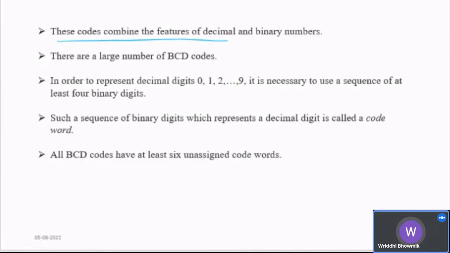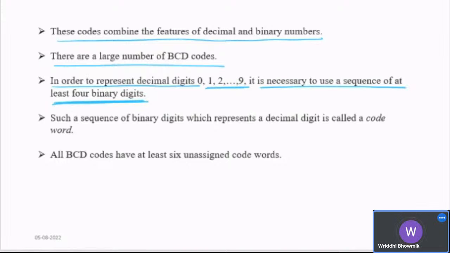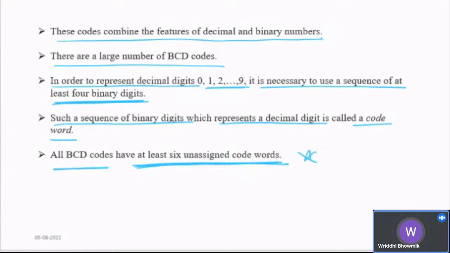These codes combine the features of decimal and binary numbers. There are a large number of BCD codes. In order to represent decimal digits 0 to 9, it is necessary to use a sequence of at least 4 binary digits. Such a sequence of binary digits which represents a decimal digit is called a code word. All BCD codes have at least 6 unassigned code words. That is also important.